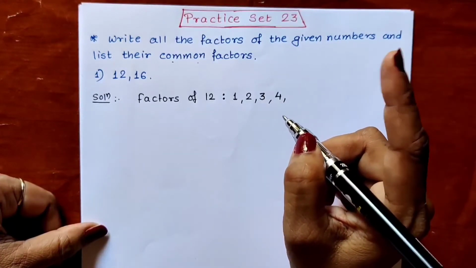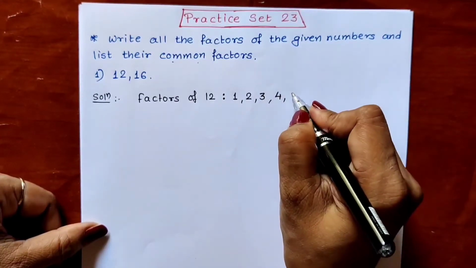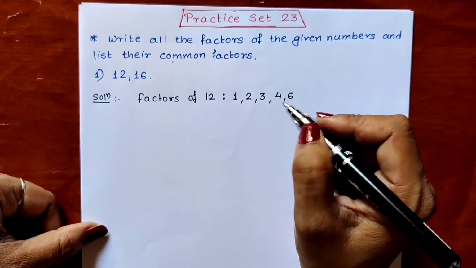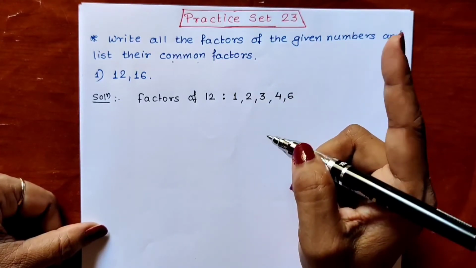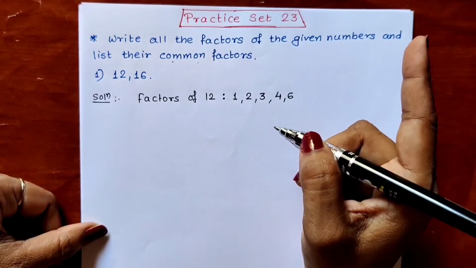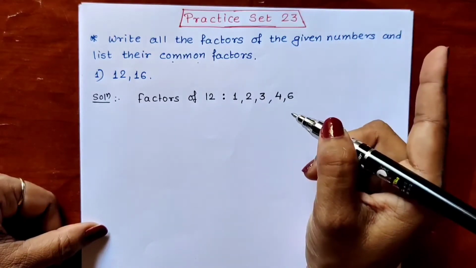Then it is divisible by 6. Yes, 6 2s are 12. After 6, by which number is it divisible? It is not divisible by 7. It is not in the table of 7. It is not in the table of 8.